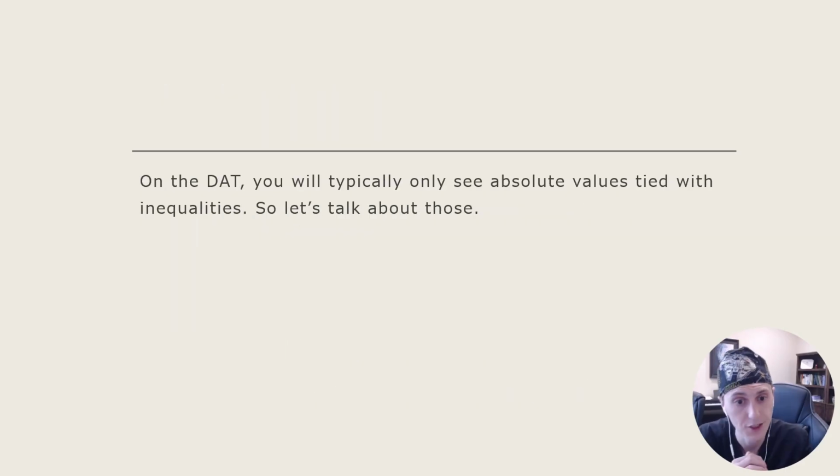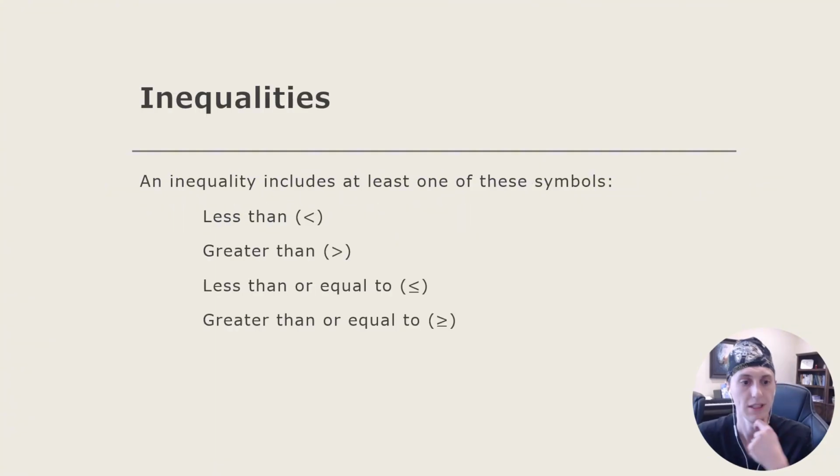Now on the DAT, you will probably only see the absolute values tied to inequalities or within the same equation as an inequality. So let's talk about those. Inequalities include at least one of these symbols: less than, greater than, less than or equal to, and greater than or equal to. And if this is something you've had a hard time remembering in the past, the way that I remember these is that the side with the larger opening on it is the larger side.